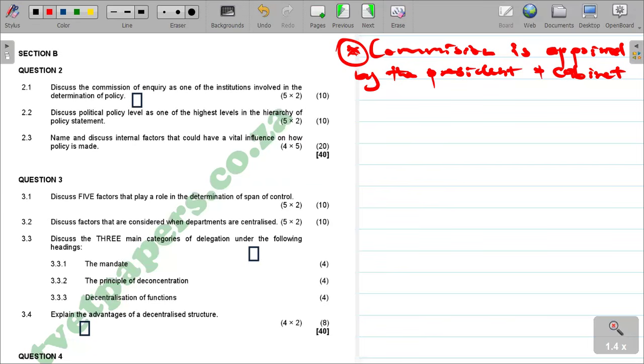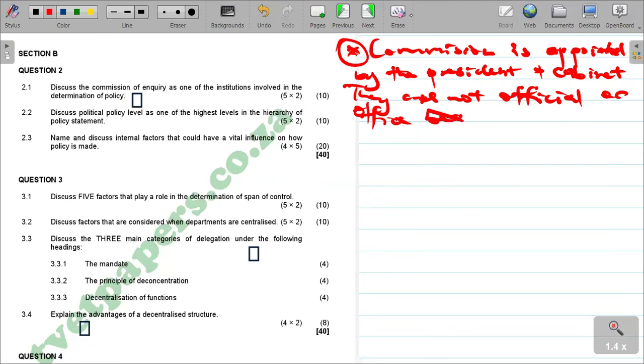So what happens is that they are not officials or political office bearers. These people who are within the commission are not political or office bearers. That is one key area of address that we need to also mention in terms of the commission.